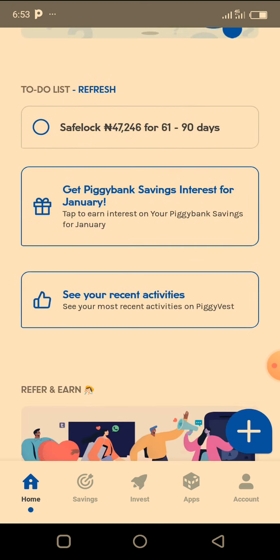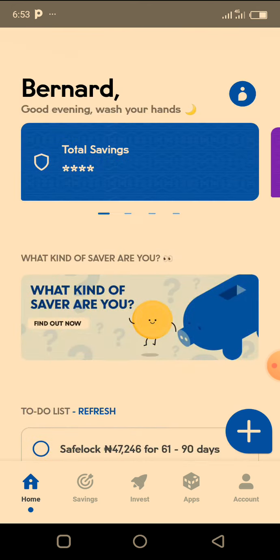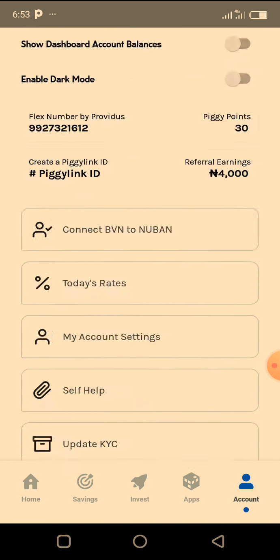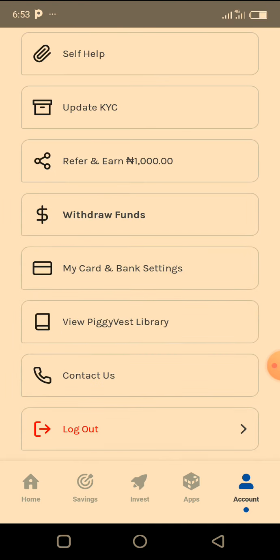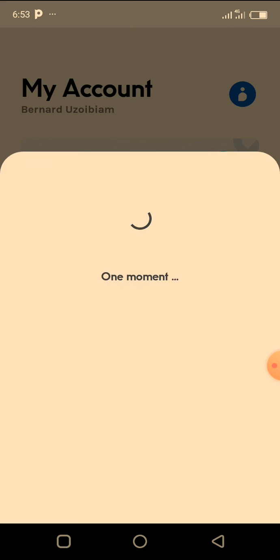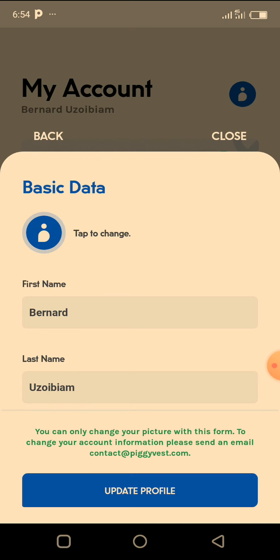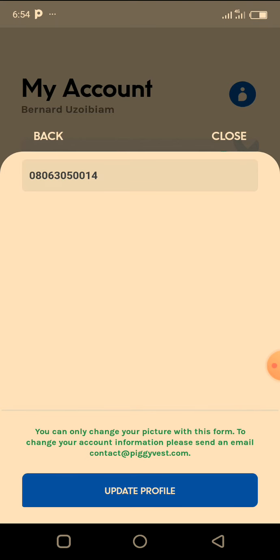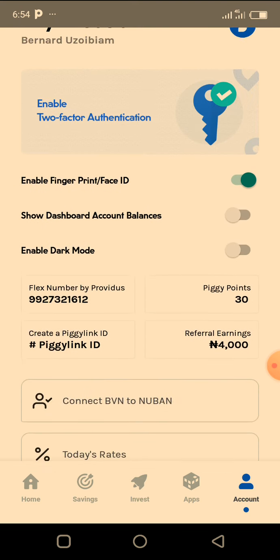So I'm not sure there's any other thing that I have not touched. This icon here, it takes you to your account. So it's still the same thing. It's my account, you see. It takes you to your account. So it's the same thing. It's either you click here or you click here. So that's it. So that's all for now.